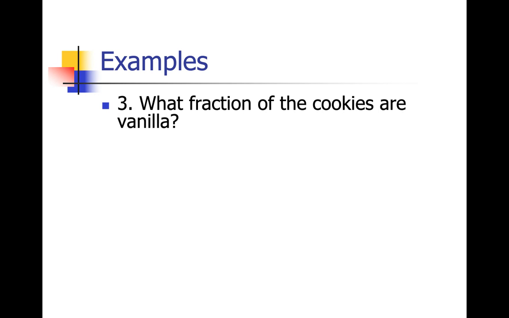Let's look at another one. What fraction of the cookies are vanilla? Remember, there were 20 vanilla cookies and 25 chocolate cookies. So if I combine the two, vanilla and chocolate, these are both parts. Remember, chocolate cookies, vanilla cookies. These are both parts of a whole, the whole thing being just cookies.